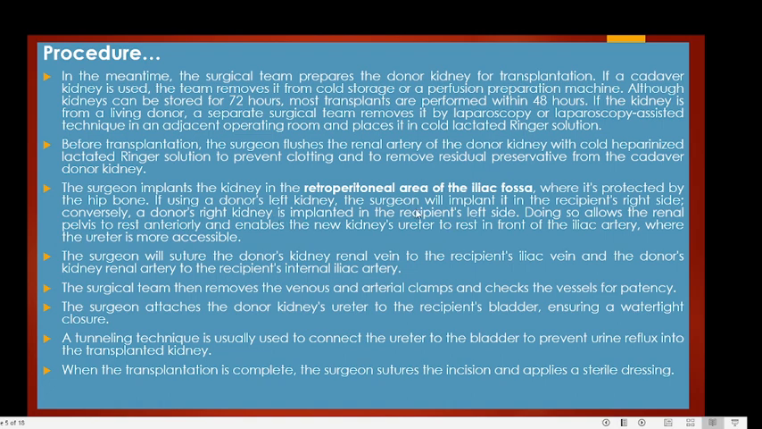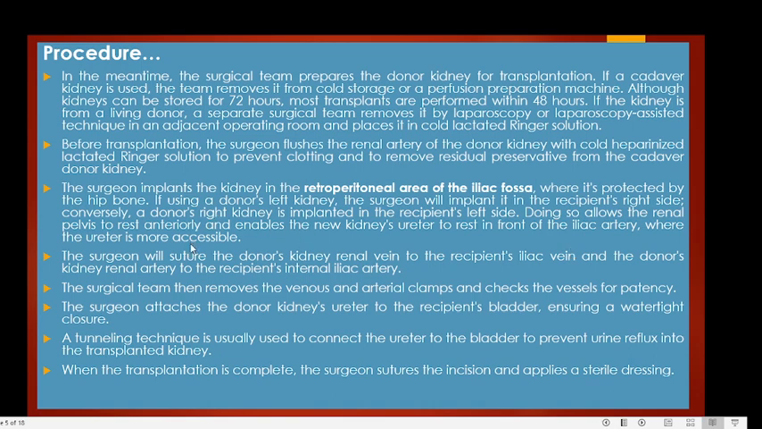Why is it so? We are saying that doing so allows the renal pelvis to rest anteriorly, okay, and enables the new kidney's ureter to rest in front of the iliac artery, where the ureter is more accessible. Great, guys. So the surgeon will suture the donor's kidney renal vein to the recipient's iliac vein and the donor's renal artery to the recipient's internal iliac artery.